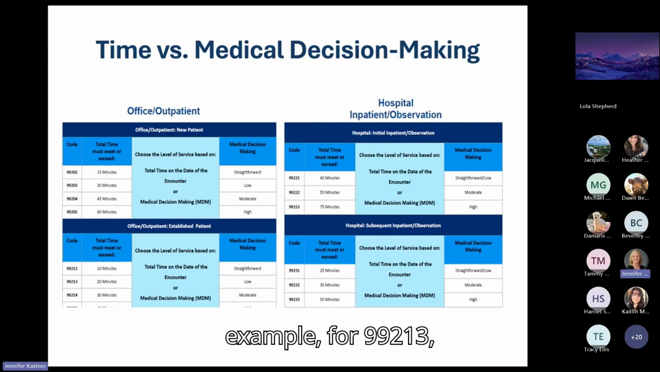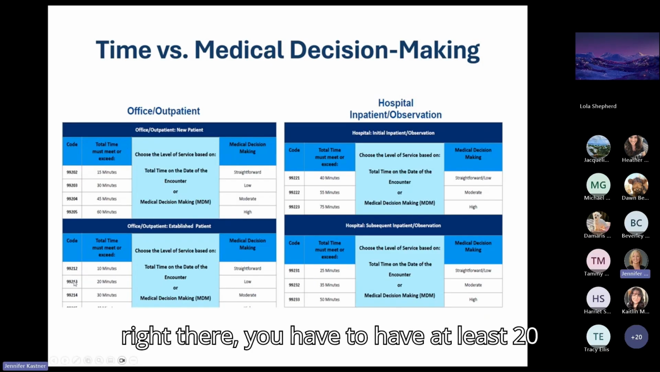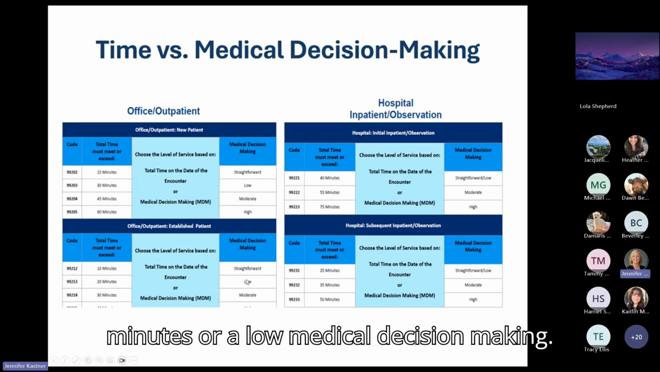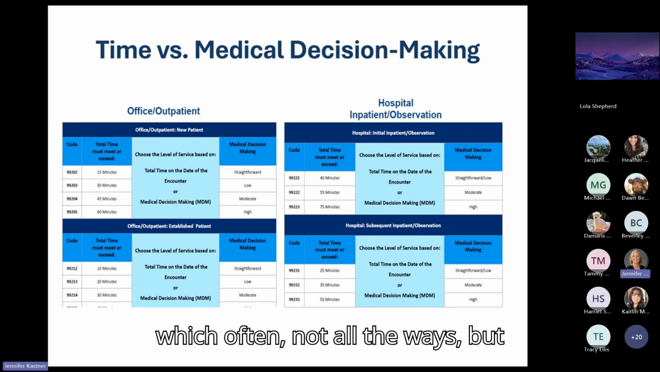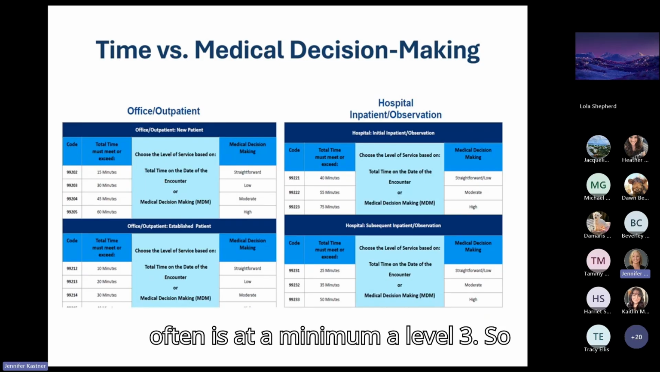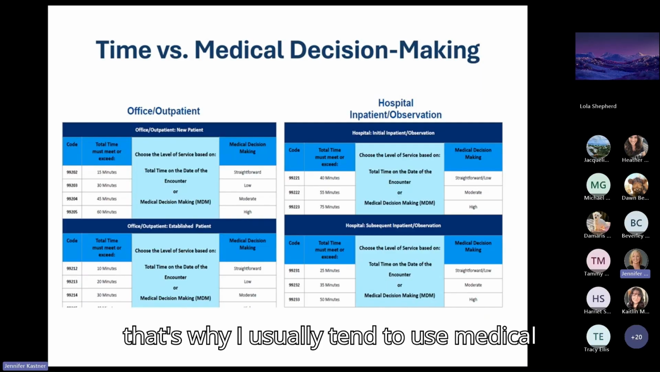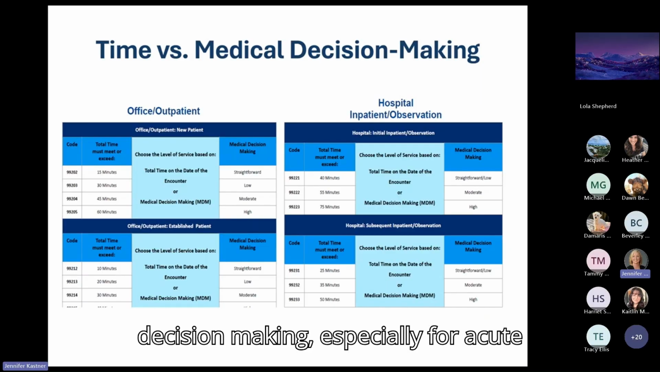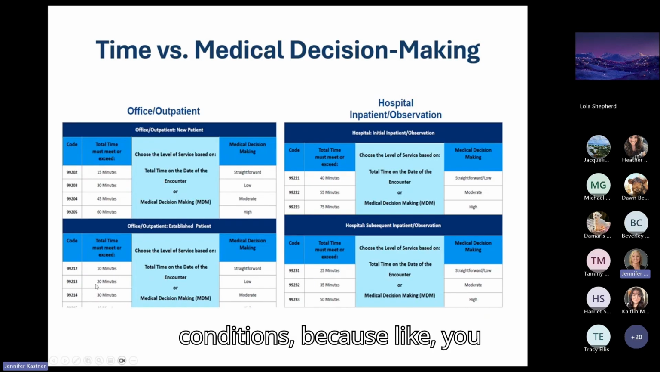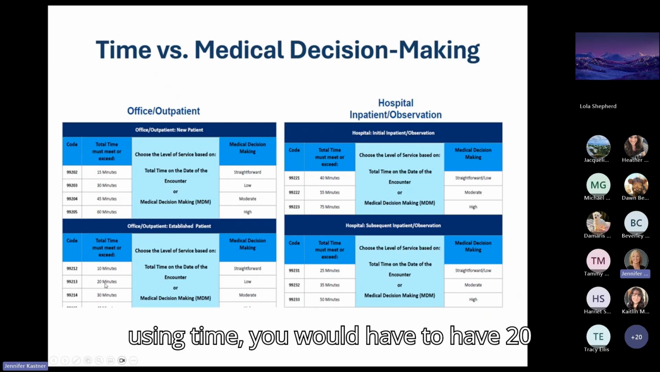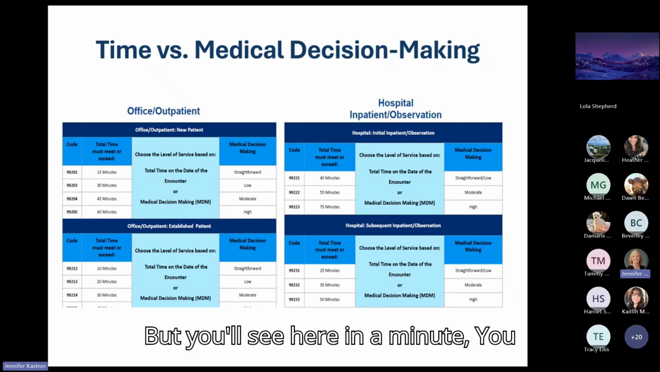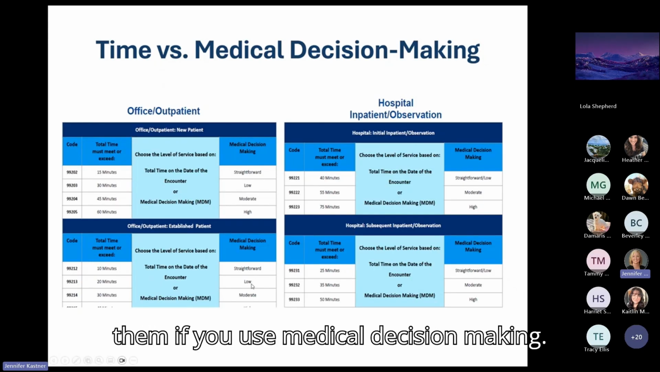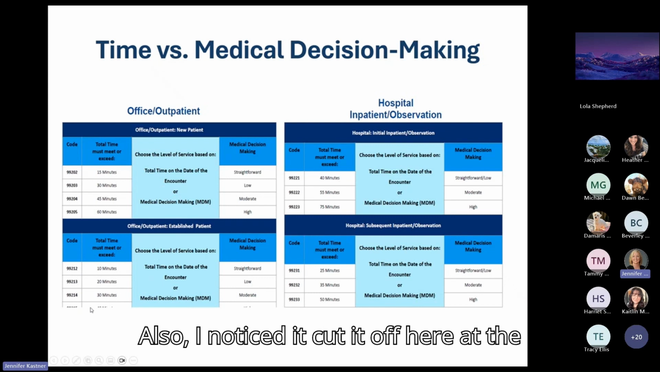For example, for a 99213, right there, you have to have at least 20 minutes or a low medical decision-making. Many visits relate to acute conditions, which often, not always, but often is at a minimum a level 3. So that's why I usually tend to use medical decision-making, especially for acute conditions, because like I mentioned, if you're using time, you would have to have 20 minutes if you're billing that level 3. But you'll see here in a minute, you don't have to spend that much time with them if you use medical decision-making.